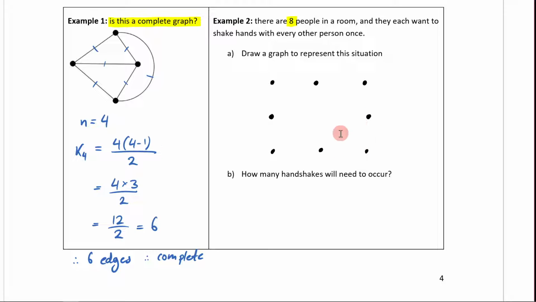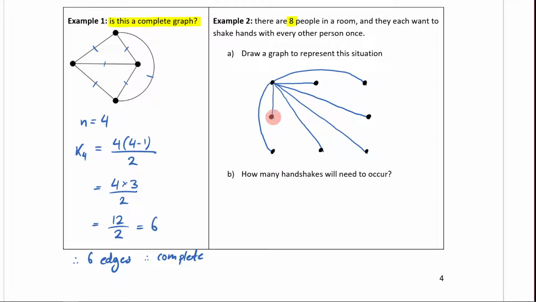1, 2, 3, 4, 5, 6, 7, 8. All right, let's begin with our first one. So this person will shake that person's hand. Oh, let's see if we can make this neat. Perfect. If you're watching this on YouTube, now is the time to speed up the video. All right. I have 1, 2, 3, 4, 5, 6, 7. 7 handshakes happening there.